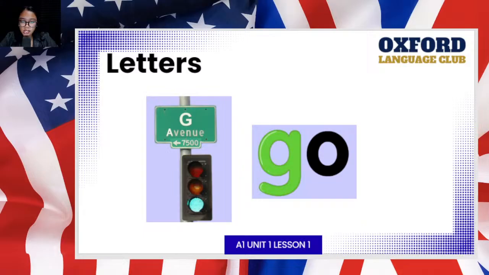So let's try to finish. Let's go back. Again, our letter is letter G. How do we pronounce it? G, G, G. So you learned girl, gorilla, and go. It all starts with G.